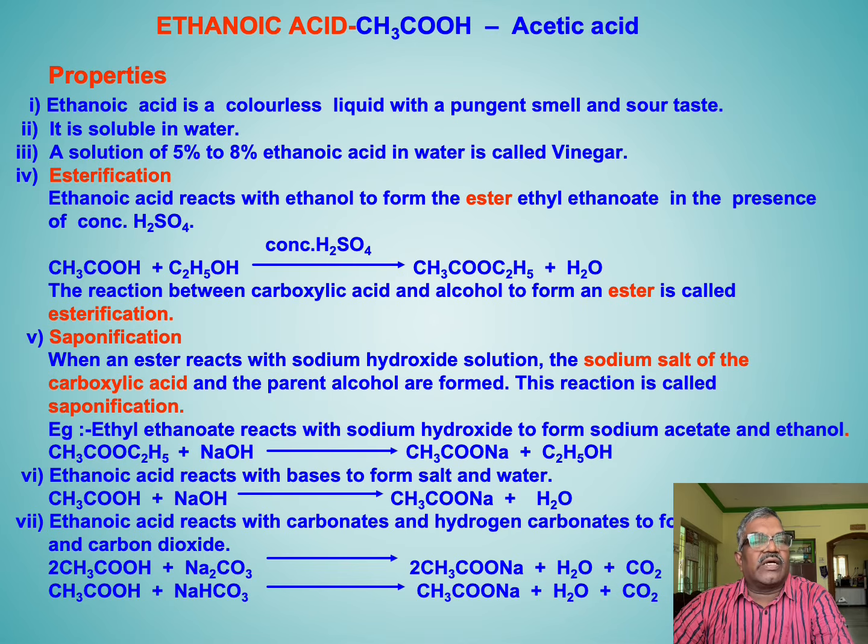And what is esterification? Ethanoic acid reacts with ethanol to form an ester, ethyl ethanoate, in the presence of concentrated H2SO4. You can see the equation here. Ethanol and ethanoic acid: you know the formula of ethanoic acid, that is CH3COOH, and ethanol, C2H5OH. You remove water. So what will happen?